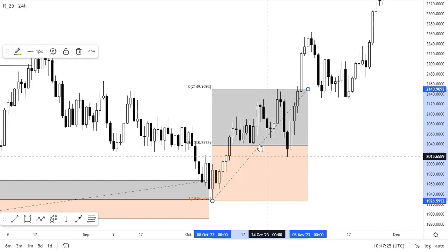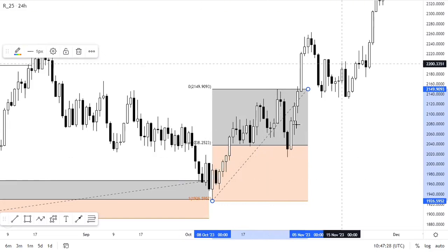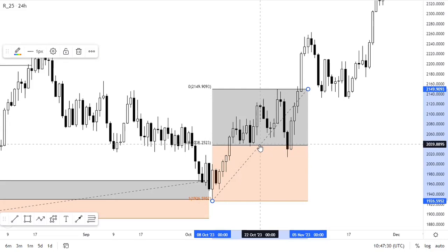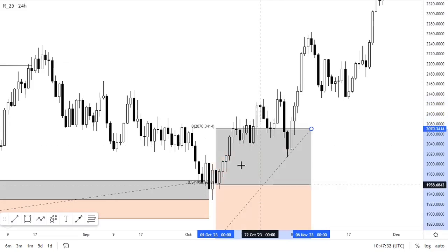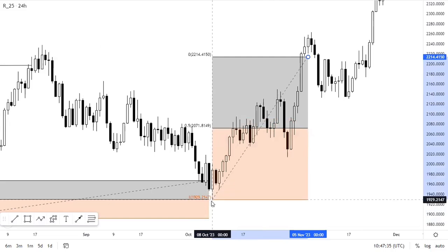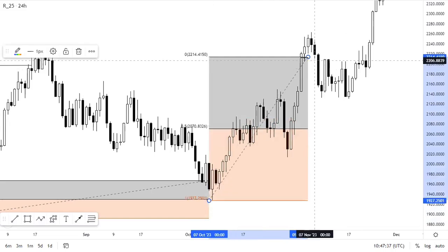So let's assume we want to mark out our PO high here. Basically, we are going to be marking out this area. This is our area of interest, from this low to this area of interest.